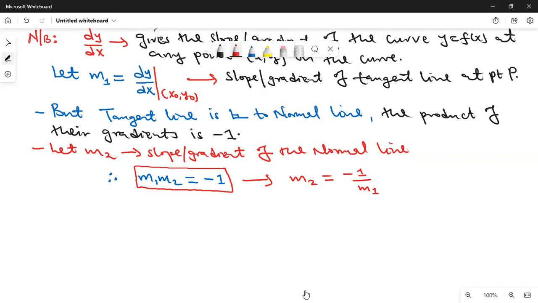Now what we remain with is, how do we find the equation of the tangent line?